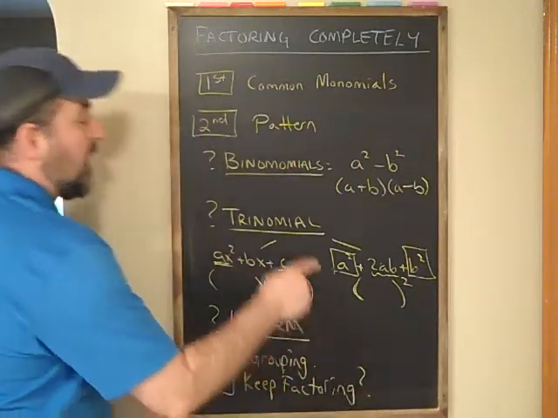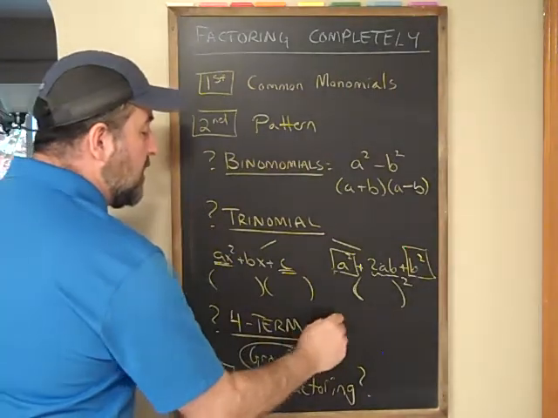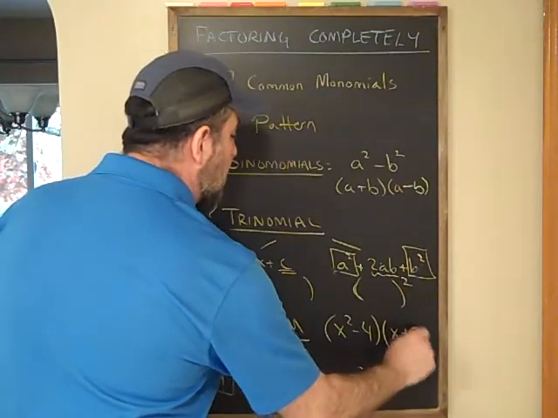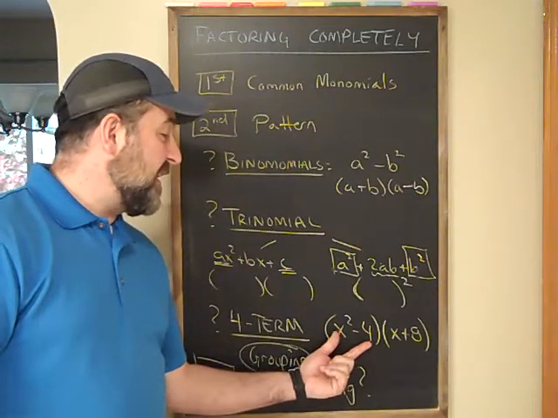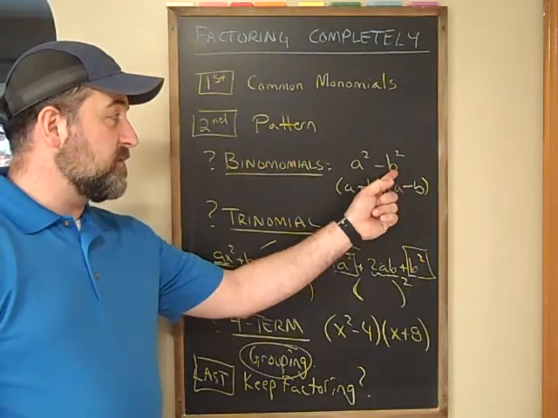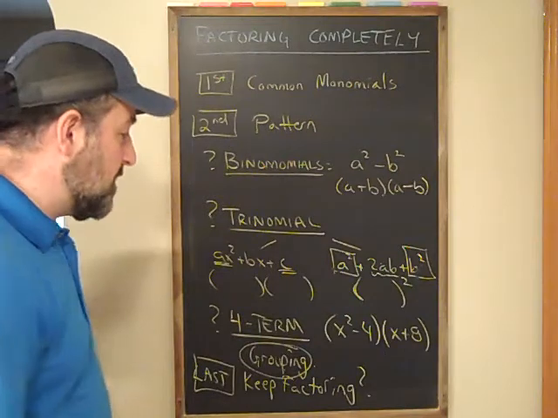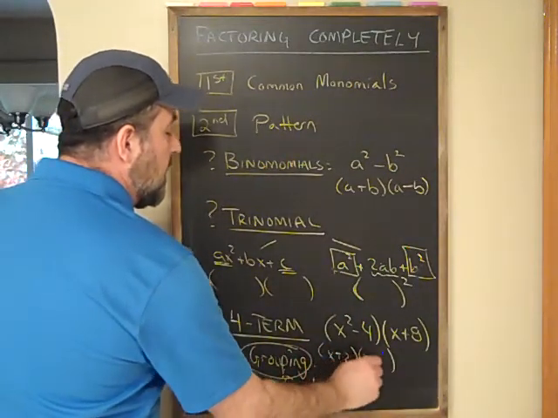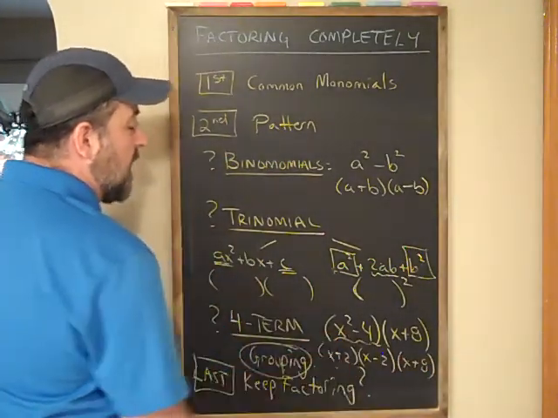So if you end up factoring, let's say a four-term polynomial, and you get a binomial that's x squared minus 4 times x plus 8. And that's what you end up getting from your four-term polynomial. Well, if you look at that x squared minus 4, I hope you recognize that's a binomial, that's a difference of squares. So if you had those two factors, this one's not done yet. That could factor to be x plus 2 and x minus 2 times x plus 8. So that factored to be that times that.